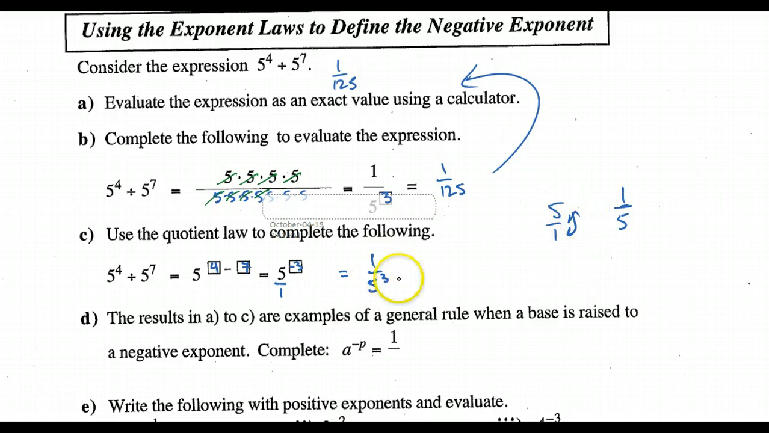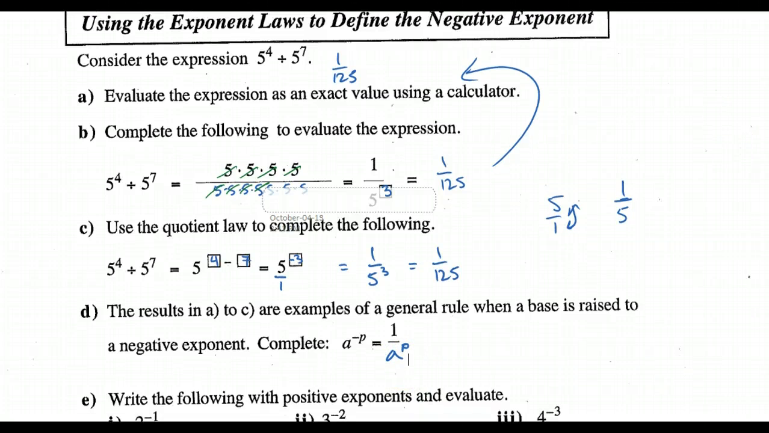That's how you make the exponent positive. And then 1 over 125 is the full answer there. So it says the results A to C are examples of a general rule when the base is raised to a negative exponent. So A to the negative P is 1 over A to the positive P. Okay, let's keep rolling on here.